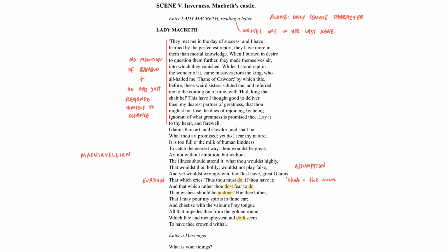And the golden round here is, of course, an image of what? The crown. Good. So even there's a kind of evasion. So neither murder nor the crown are talked about explicitly. And also, if fate and metaphysical, i.e. supernatural aid, have got thee crowned withal already, why murder him? Why the obsession with the nearest way? Why not just wait? If fate and metaphysical aid are securing it, just wait for it to fall into your lap. She wants the nearest way. She wants to make sure.